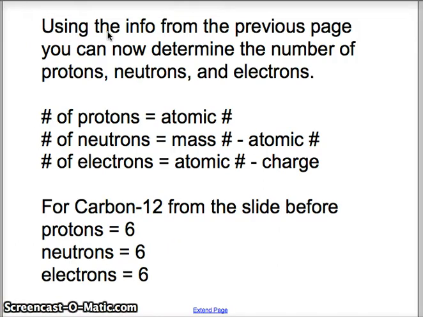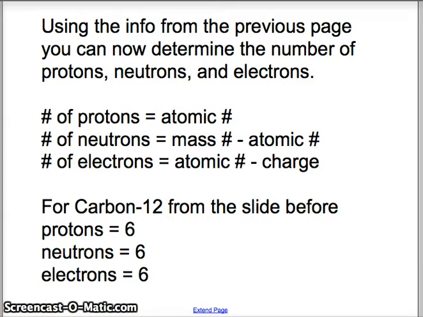So from the previous page, you can determine the number of protons, neutrons, and electrons that are in this atom. As we know from before, the number of protons is equal to the atomic number, the number of neutrons is equal to the mass number minus the atomic number, and the number of electrons is the atomic number minus the charge. For this particular element, which is carbon-12, the information is 6 for protons, neutrons is equal to 6, and electrons is equal to 6.